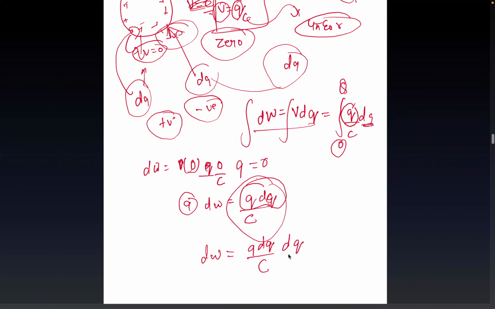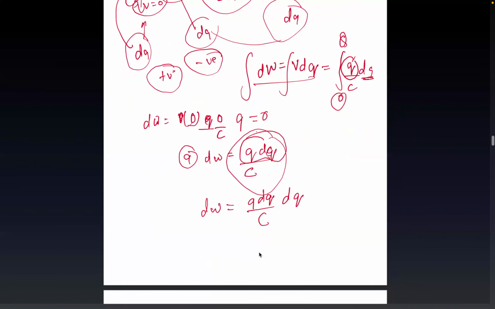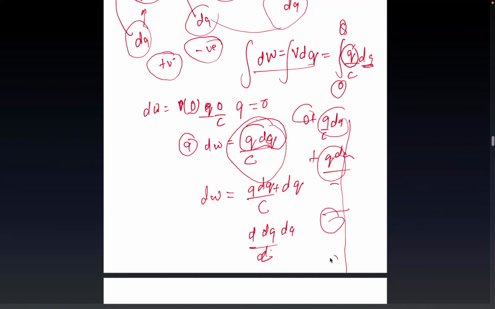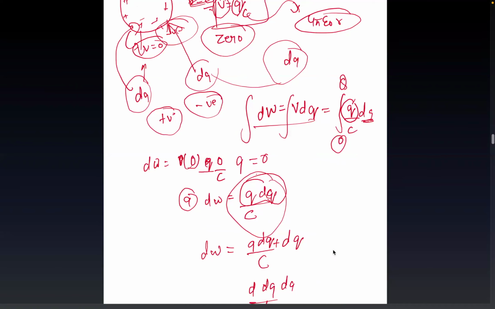I'm bringing another charge. So you can see this phenomenon is going on multiple times, right? Till infinity. So what I'm doing is just adding things. I will add this energy: 0 plus q by c dq plus q dq by c plus dq, and so on. I'm just adding all the smaller portions of energy. Is that clear? So instead of doing this, we can directly integrate.